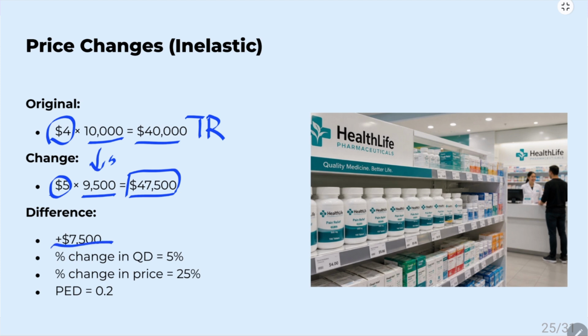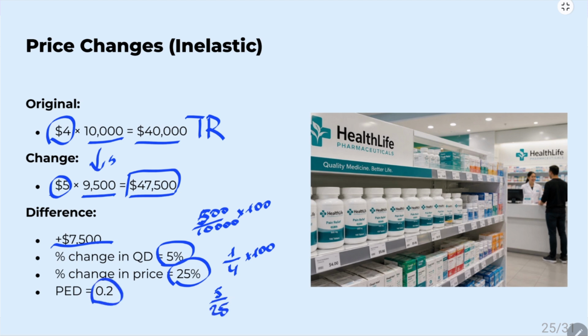Now let's calculate price elasticity of demand. Quantity demanded fell by 500 units. We divide 500 by the original quantity of 10,000 and multiply by 100, giving us a 5% change in quantity demanded. The price increased by $1. We divide 1 by the original price of $4 and multiply by 100, giving us a 25% change in price. Finally, we divide 5% by 25%, which gives us a price elasticity of demand of 0.2. Since the answer is less than 1, demand is price inelastic.